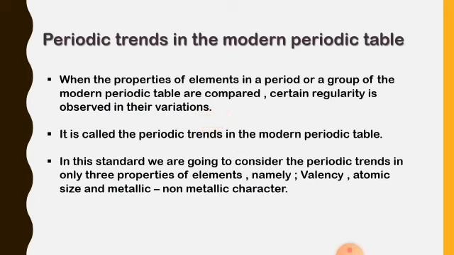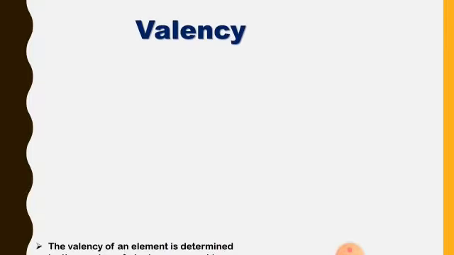Okay, yes, so in this standard we are going to consider the periodic trends in only 3 properties of elements, that is valency, then atomic size, and metallic and non-metallic character. Okay, so today we are going to learn only 2 of these periodic trends, the properties of elements, that is valency and atomic size. Okay, this we are going to learn in today's video. So let's move towards our first property, that is valency.